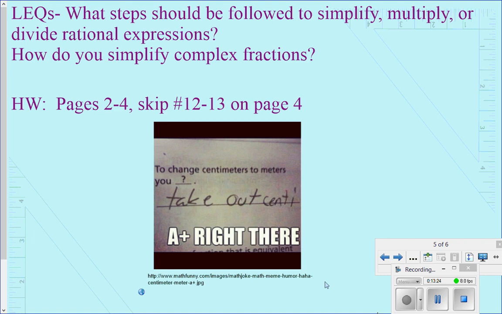So tonight you're going to do pages 2 through 4. On page 4, you may skip these 2 problems, but do the rest of the problems on pages 2 through 4.